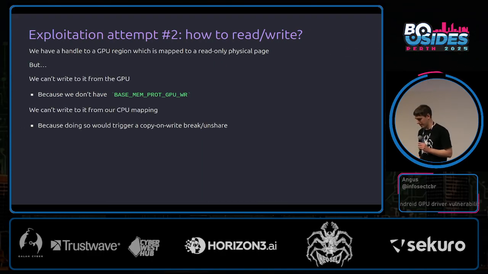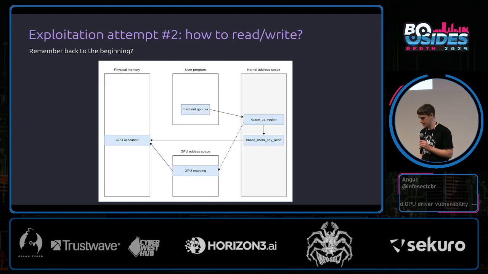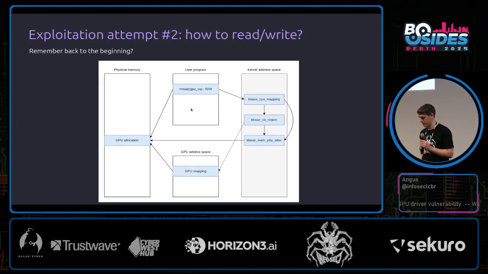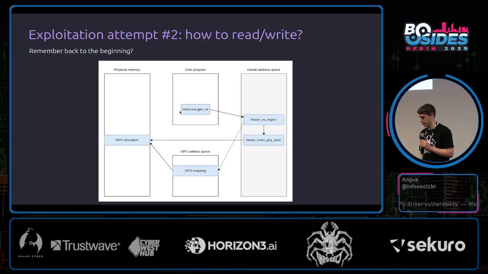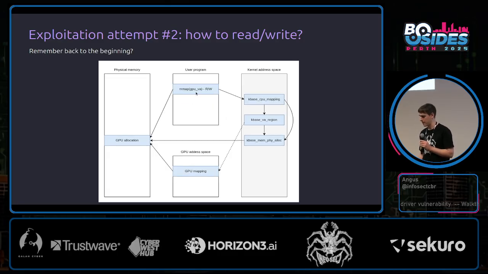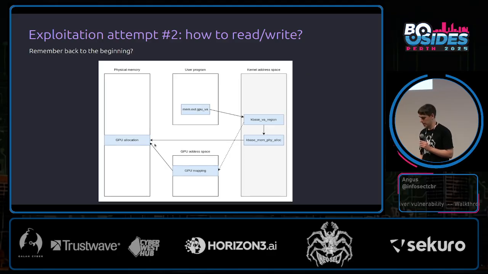Now, so what can we actually do here? Well, if we remember back to the beginning of the talk, when I was talking through how we could allocate memory and map it into our address space, we used this GPU VA handle. And the idea was that we could call mmap on that GPU VA handle, and that would allow us to set up a mapping in our user address space to GPU memory.